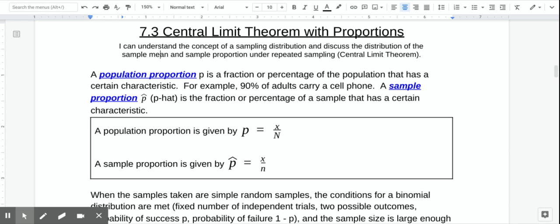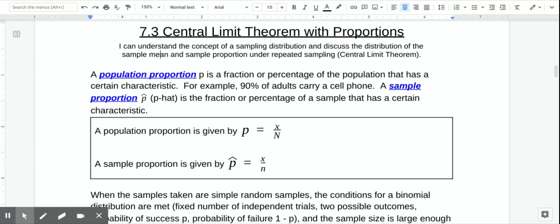We have been talking about the central limit theorem and how we can use that to estimate means and standard deviation for sample distributions. We can apply the same concepts to proportions. So some notation to start with. A population proportion, P, is the fraction or percentage of a population that has a certain characteristic. So for example, if we said something like 90% of adults carry a cell phone, 90% or 0.9 would be our P, our population proportion.